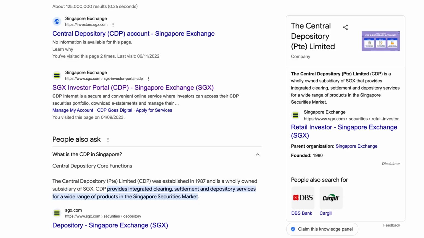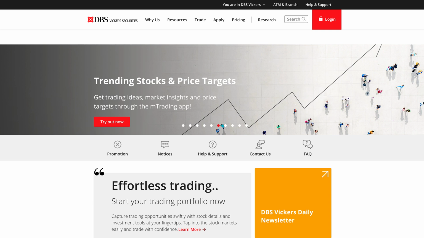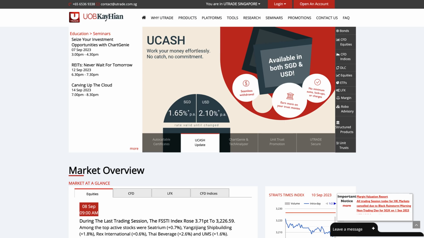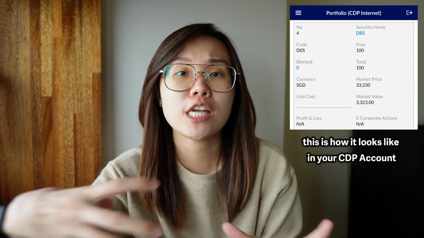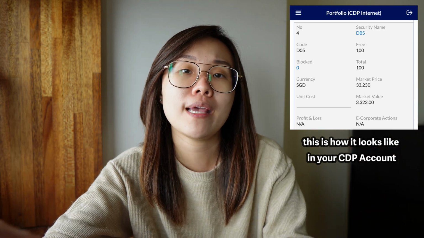Let's go. So what exactly is a CDP account? A CDP account stands for the Central Depository account that you create when you want to buy into the Singapore stock market through a CDP linked broker. This is operated by Singapore Exchange, SGX. When you're buying through a CDP linked broker like DBS Vickers, Phillip Securities, UOB Kay Hian, OCBC Securities, the list goes on, they are buying the shares for you and transferring it over to your CDP account. Let's say I buy into DBS, the shares transfer over to my CDP account, held under my name.